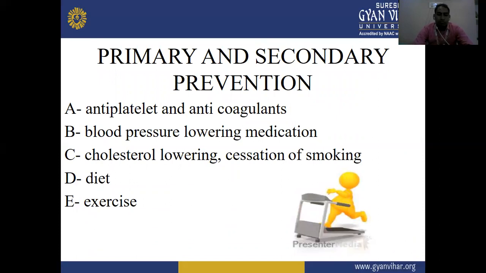Next one, primary and secondary prevention, like antiplatelet and anticoagulant drugs, blood pressure lowering medicines, and next one is cholesterol lowering and cessation of smoking, diet, and exercise. These are the primary and secondary preventions for stroke.